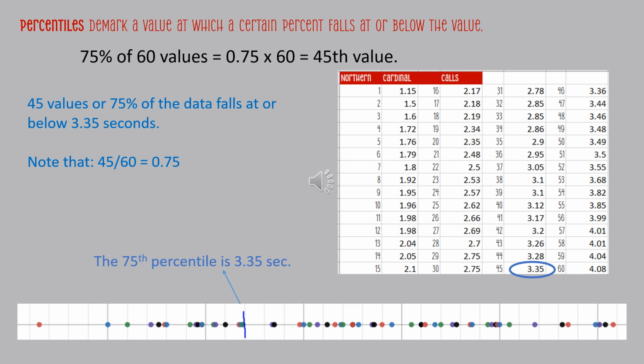Now remember, we found the third quartile to be in between the 45th and 46th value. That was in order to cut the data exactly into 4 equal subsets. So to do that, we had to average the 45th and 46th value. The third quartile and the 75th percentile are always going to be close, but just by the definitions, they'll usually be slightly off from each other.